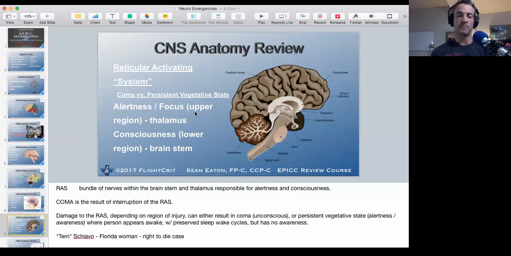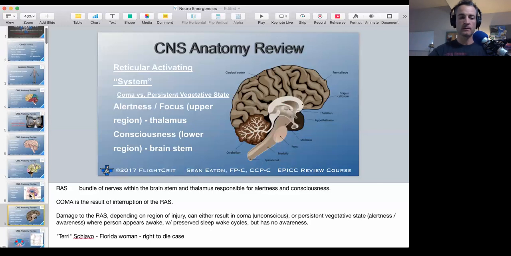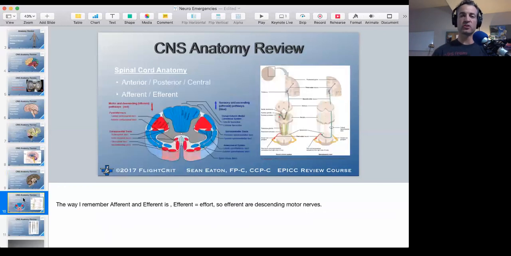Their eyes are open. They'll have normal sleep-wake cycles, but they will not have this awareness. Whereas somebody who has damage to the brainstem, of course, those are the patients who have this total loss of consciousness. So that's the differentiation between coma and varying degrees of coma.